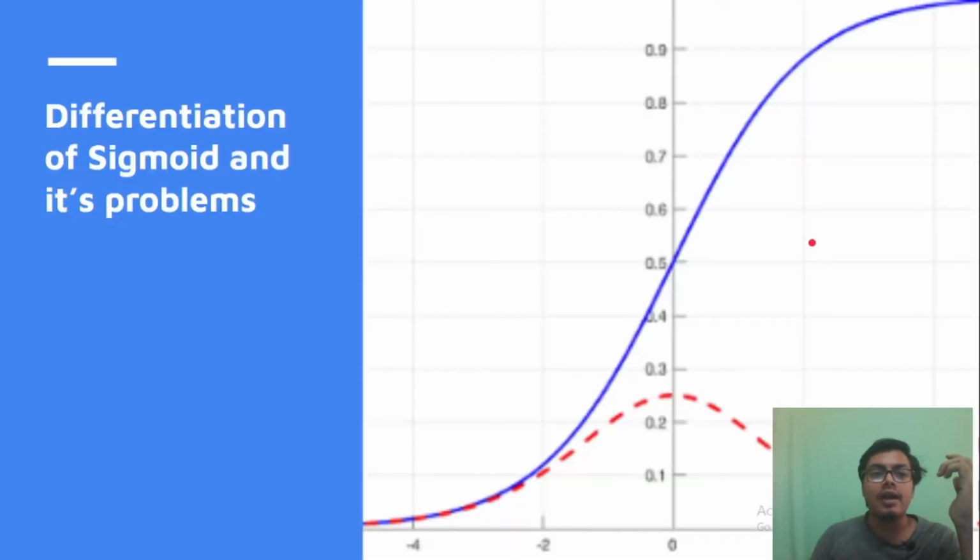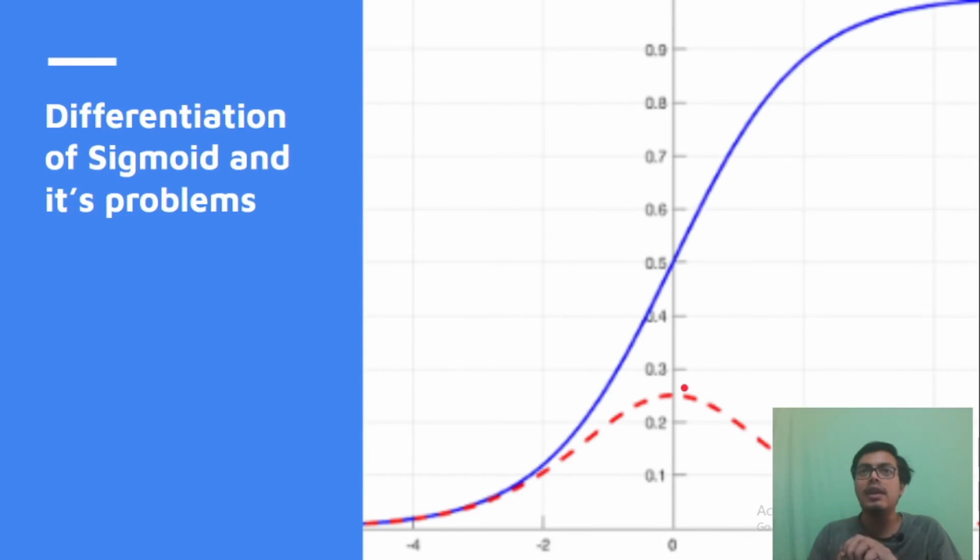Last but not least, let's see the differentiation of sigmoid and its problem. Here we can see the sigmoid function. The blue line is our actual sigmoid function, and the red dotted line is the derivative of that sigmoid. Now what is the problem with this derivative? If you can see, the derivative of this sigmoid function has the range from 0 to 0.25.